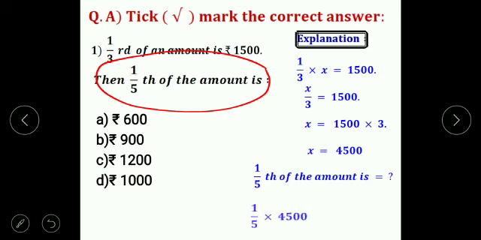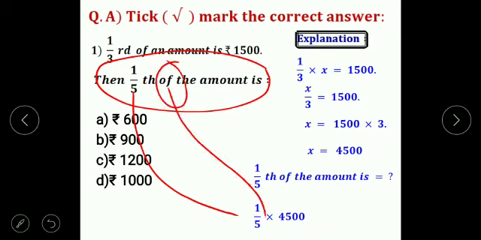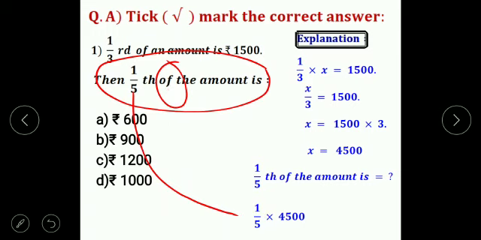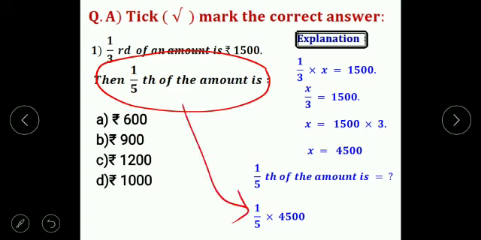Okay, so see here the symbolic form. 1/5 you write down as it is. "Of" means multiplication, and here the amount. What is the amount here? 4500. So write down here 4500. So this is the symbolic form of this sentence. Okay, so calculate here 1/5 into 4500.